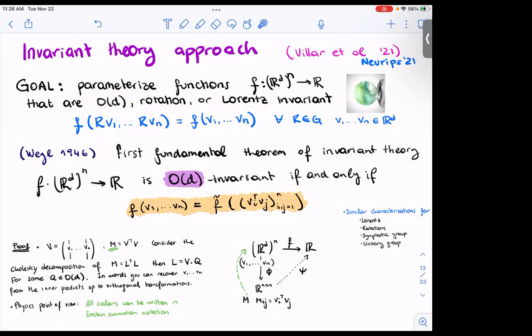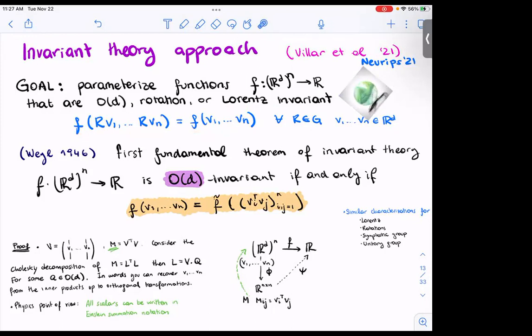What we want to do is find the invariant functions. Say that if you have a rotation or an orthogonal transformation applied to each of the vectors in my input, the output doesn't change. Say I have this particle system and then I rotate it, then the energy doesn't change. I have to rotate all the vectors together. So the question is, how do you parameterize all the functions that satisfy this property?